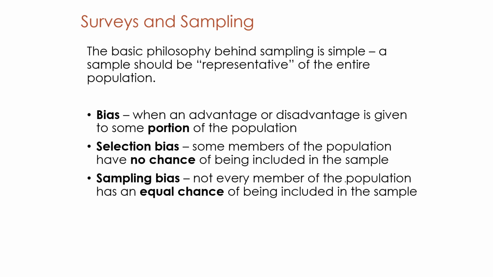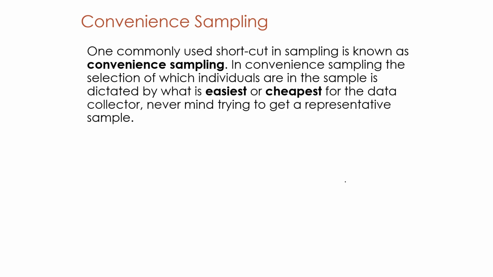Sampling bias: not every member of the population has an equal chance of being included in the sample. Examples: interviewers set up at a fixed location, such as a mall or outside of a supermarket, and ask passersby to be part of a public opinion poll. So this is convenience sampling. It's convenient, it's easy, but you're going to leave out people who don't go to the mall or don't go to that particular store. So next we'll talk about some different types of sampling.